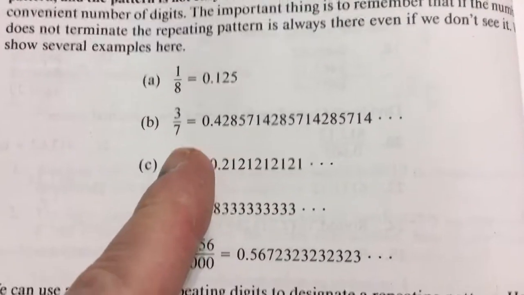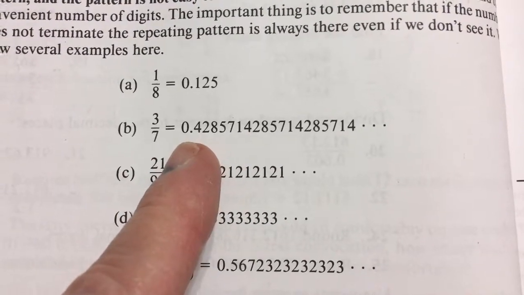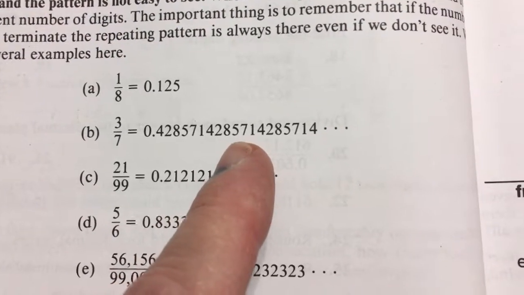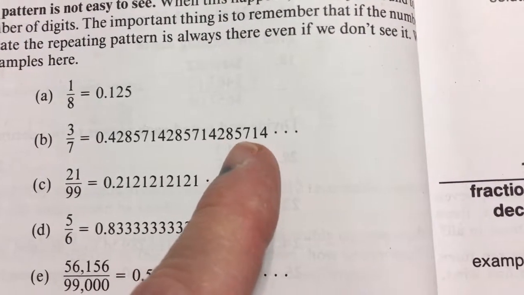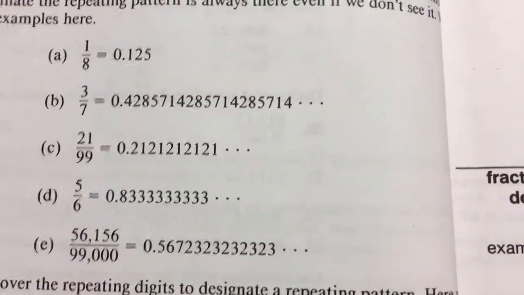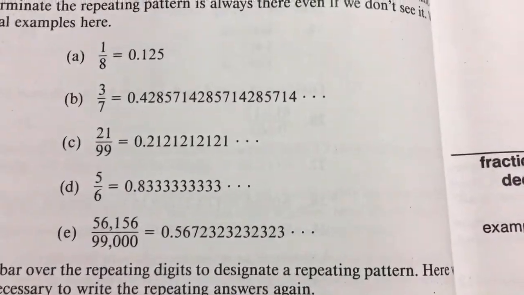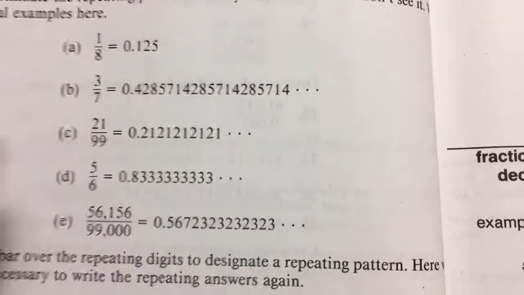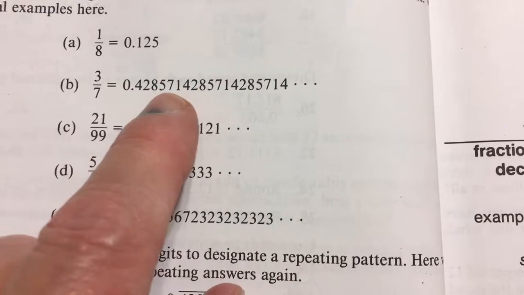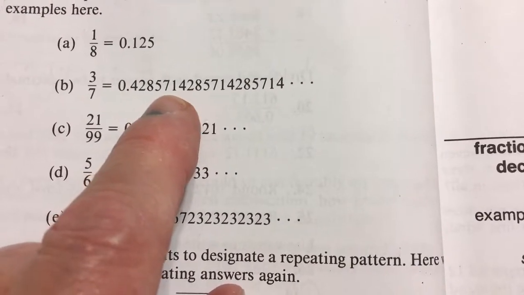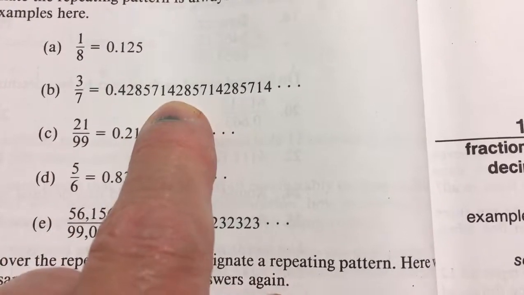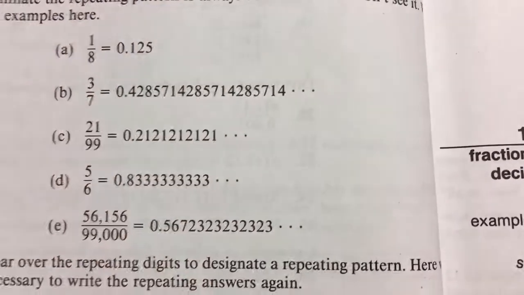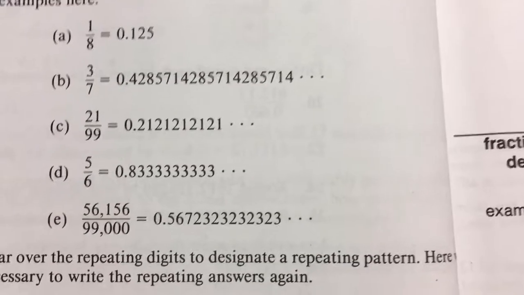Okay, 3/7 turns into 0.428571, 4285714, 4285714. Okay, so it is repeating, and it goes on in the same pattern. Now, you might not see the pattern because how many times does it have to be carried out before you start to see it? Okay, the 4 is the first thing that repeats again, isn't it? So that's 1, 2, 3, 4, 5, 6 digits, and then you start to see the repeat.